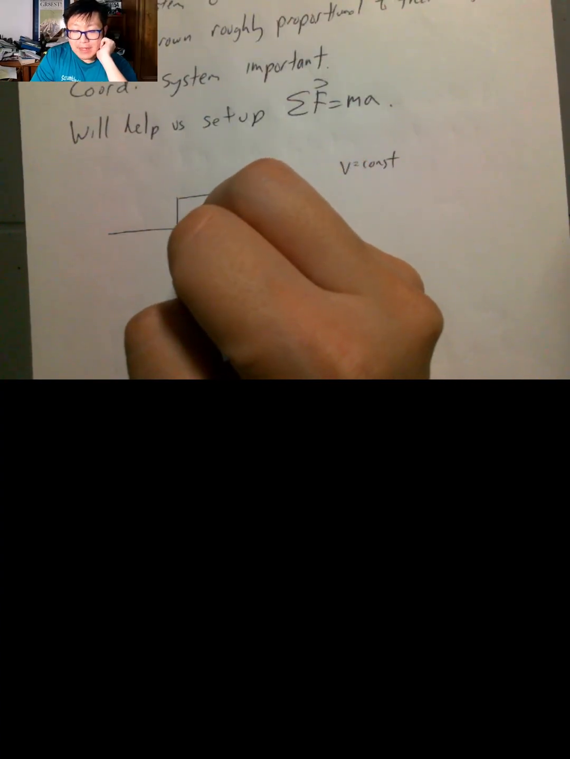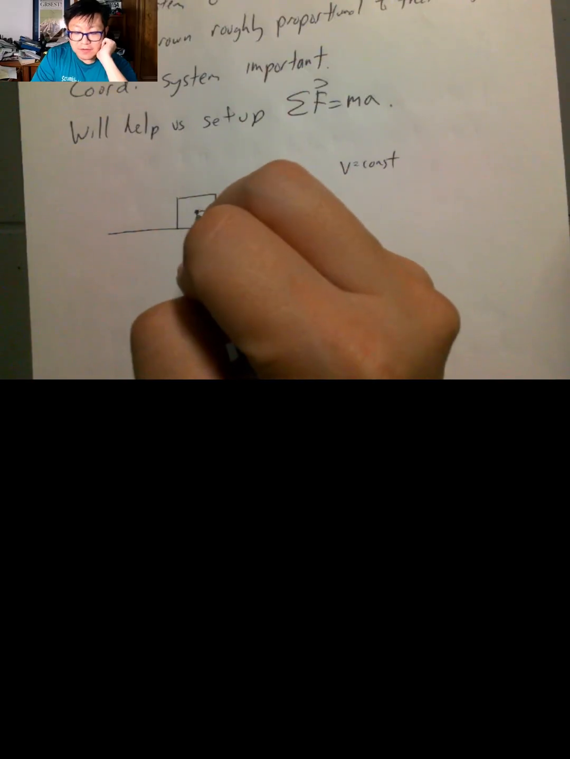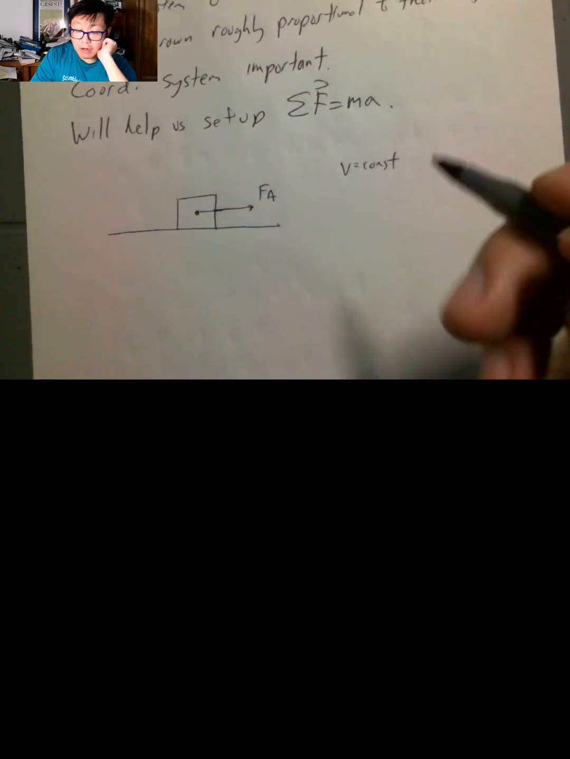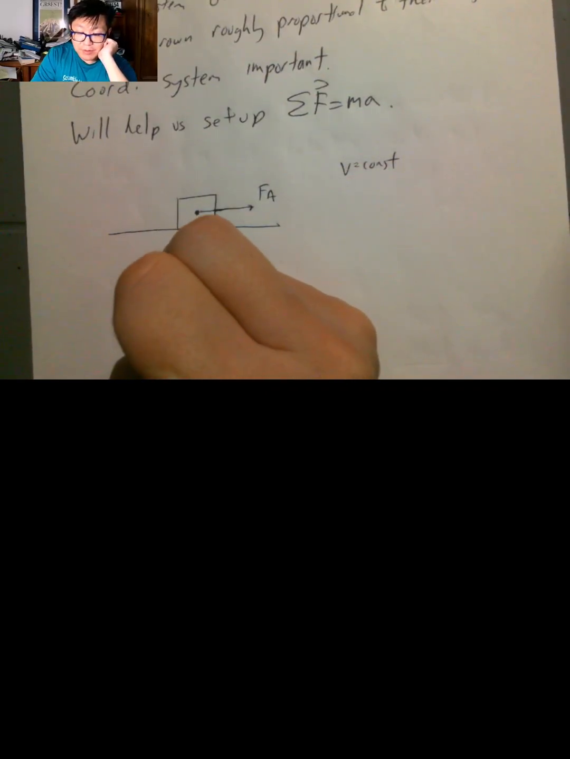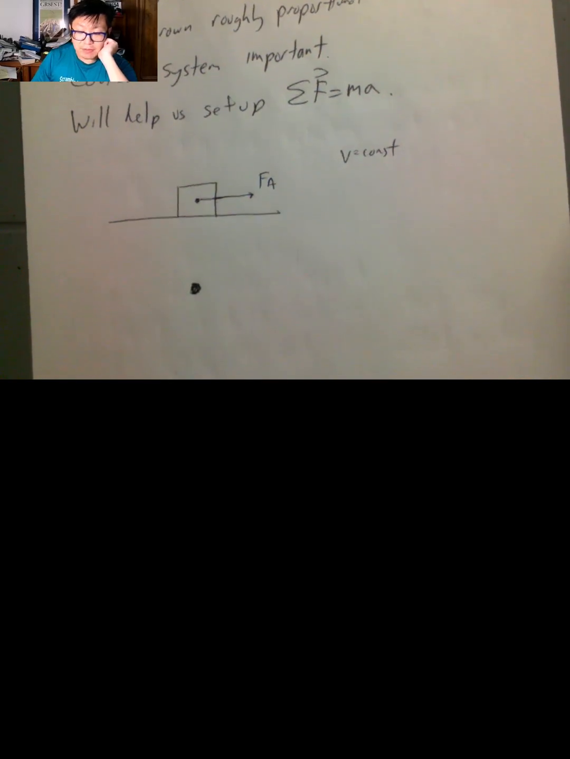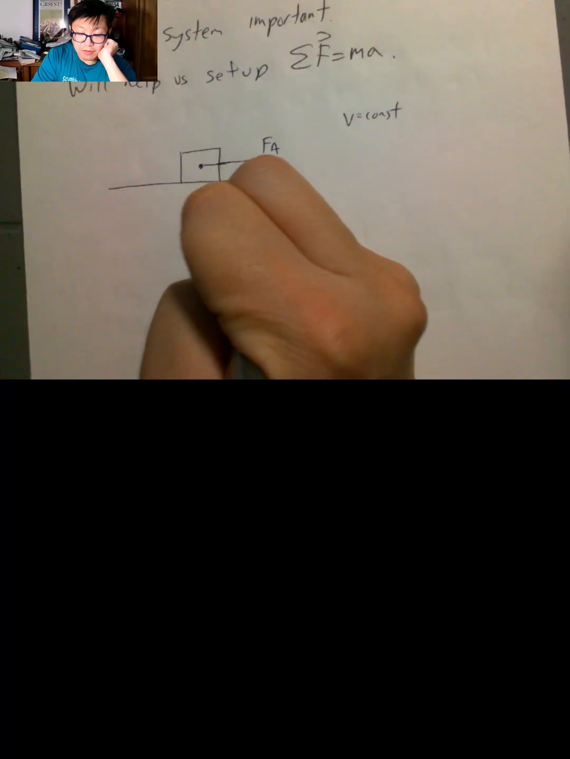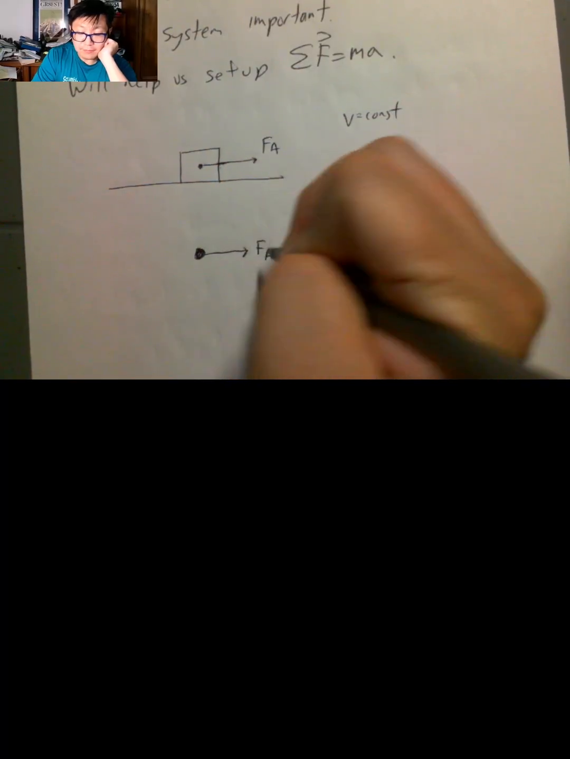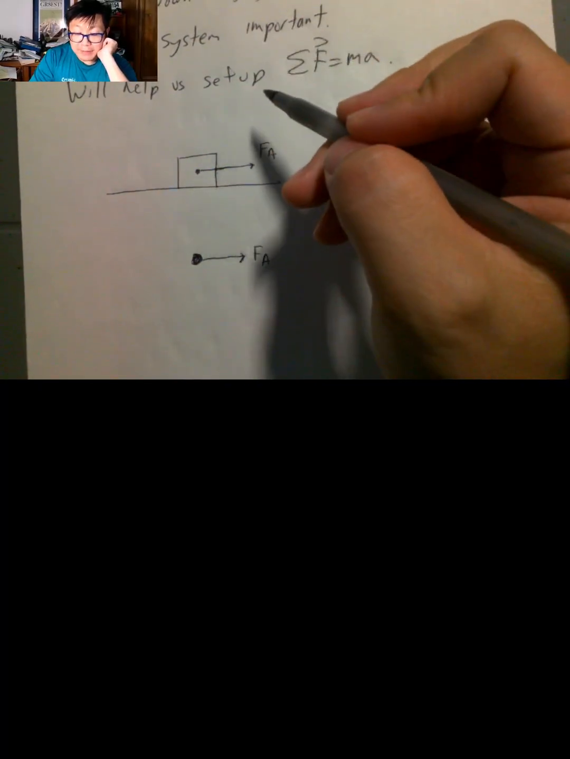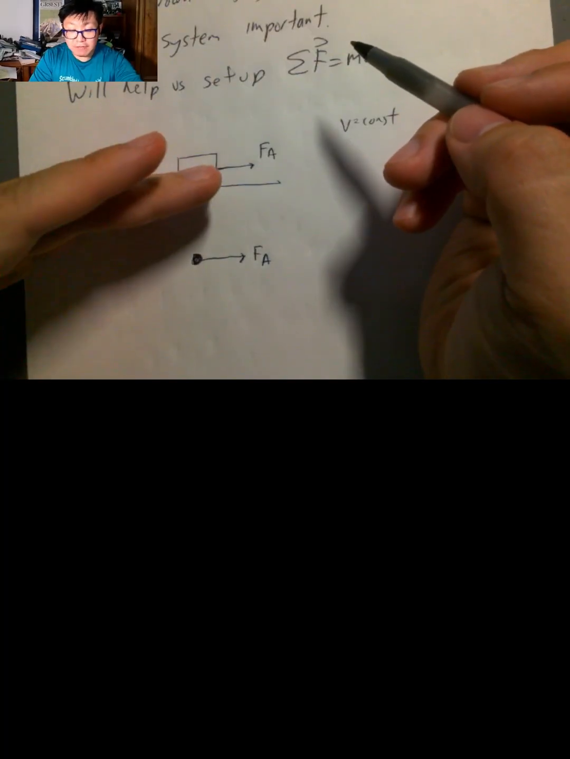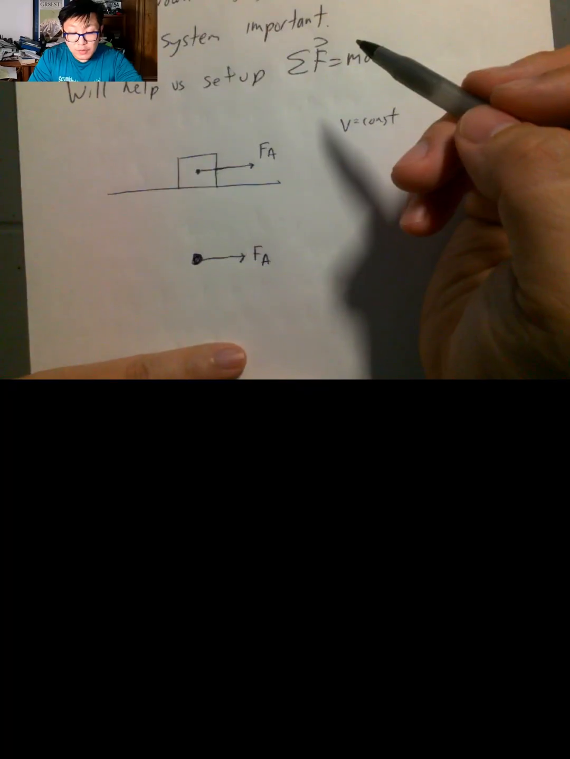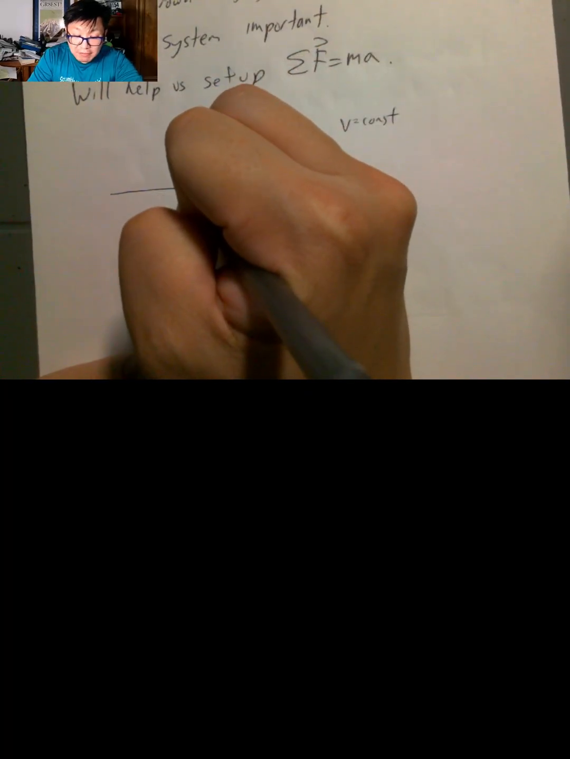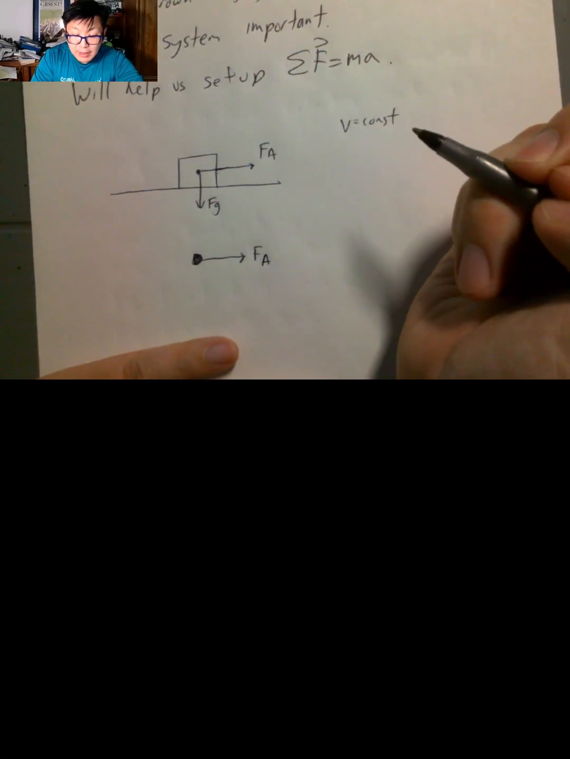However, until we get to rotations, it's going to be sufficient to either draw it as a box and everything going from the center, or draw it as a single dot. So if I want to represent my system as a single dot, I can also draw it this way. What other forces are acting? Well, presumably this is on a flat surface on the Earth. So we've got a force of gravity that's acting downward. And the thing that's keeping it from falling through the Earth would be the normal force, which would be going upward.